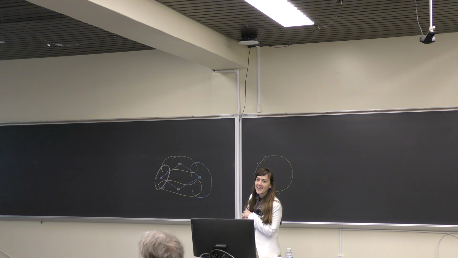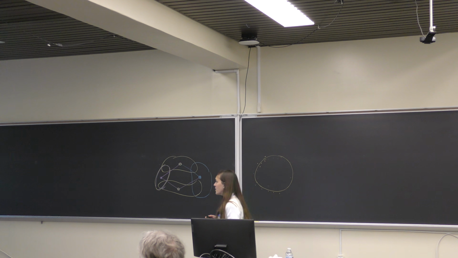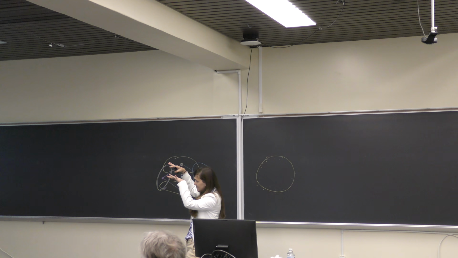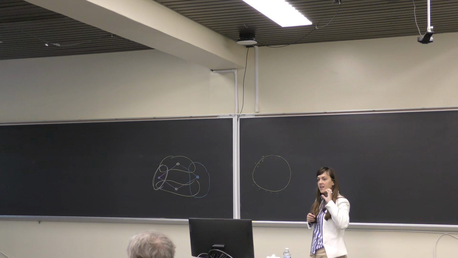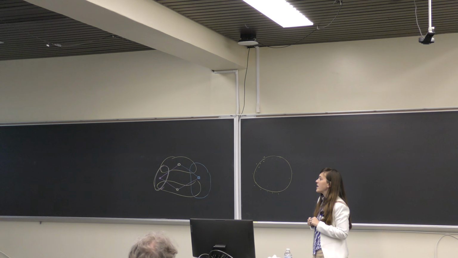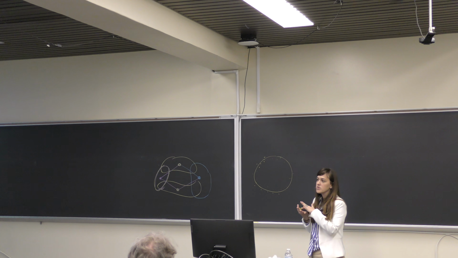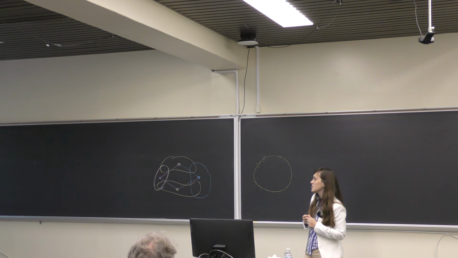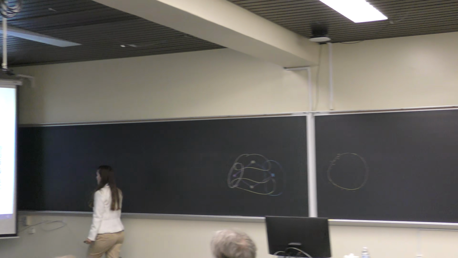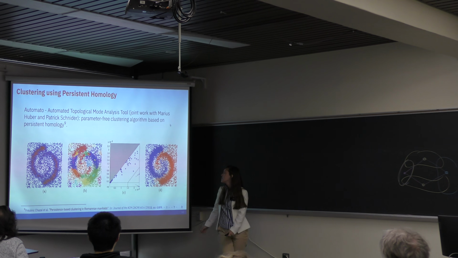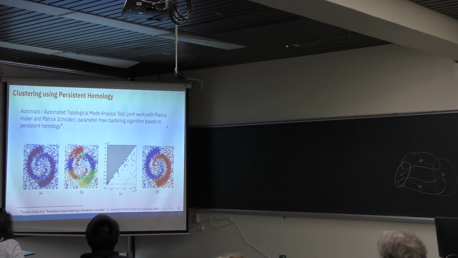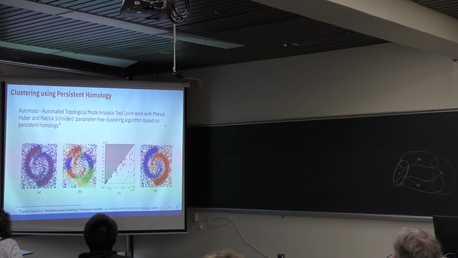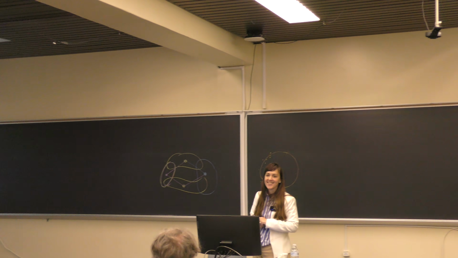It's an automated clustering algorithm, so that's why the name Automato, where you look at the density function and then do a superlevel set filtration, get the persistence diagram, which tells you how to find peaks, and then use statistical bootstrapping in order to separate noise from not noise, so that you get nice regions like in this one over here. This is joint work with Marius Huber and Patrick Schneider, who are also both at ETH. And I apologize for the delay, and I want to thank you for your attention.